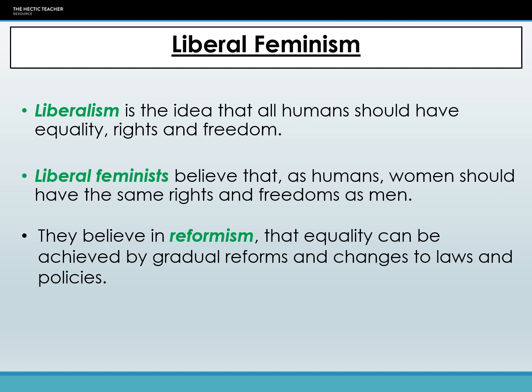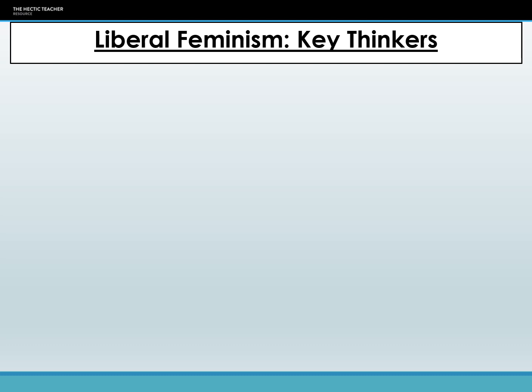And their main way that they believe that this should be occurring is through reform. So through things such as policies from government, laws from government, but also education and educating people on their rights and responsibilities. So let's look at how this has been done.